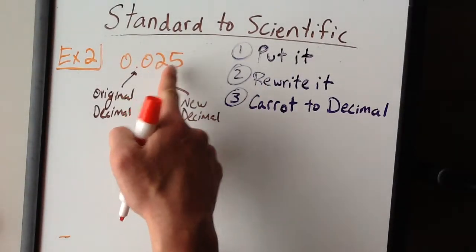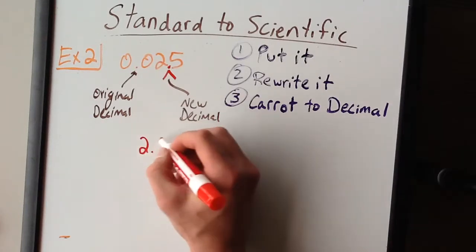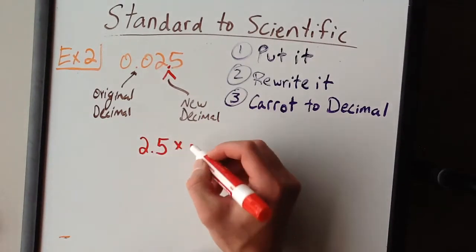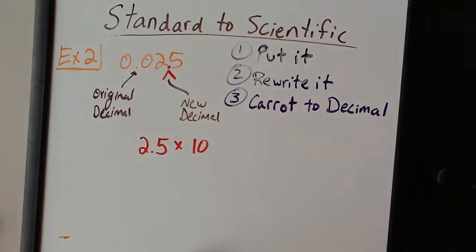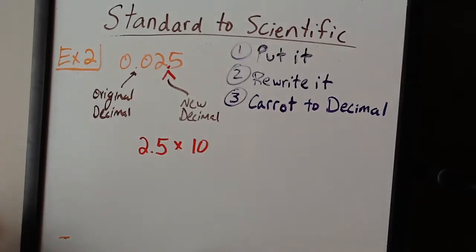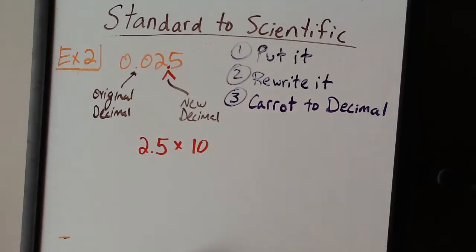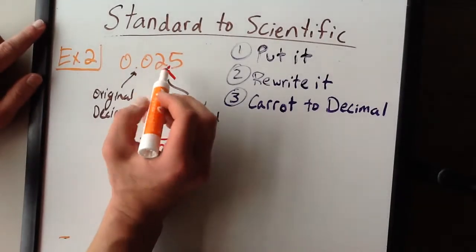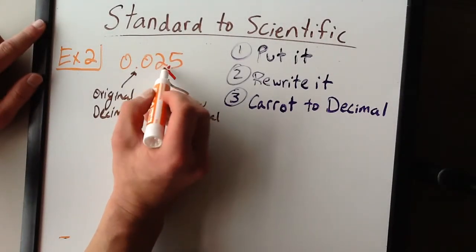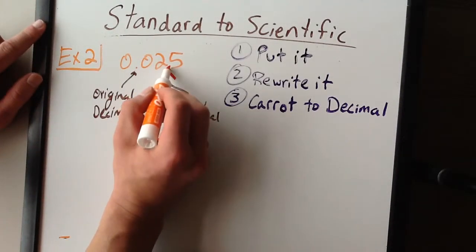So 2.5 times 10 to some power. Now I need to figure out what this exponent is. To figure out what the exponent is, I'm going to follow step 3. Step 3 is take the caret to the decimal. So I'm going to start at my caret right here, and I'm going to go to my original decimal. So this time I'm going left, as you see.